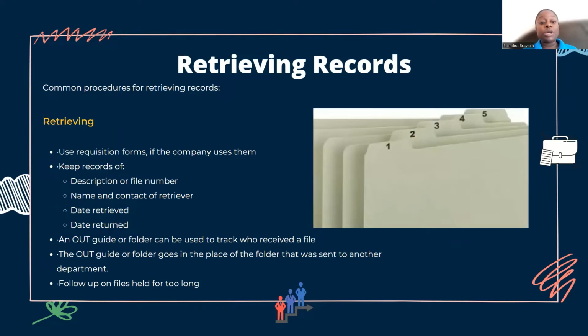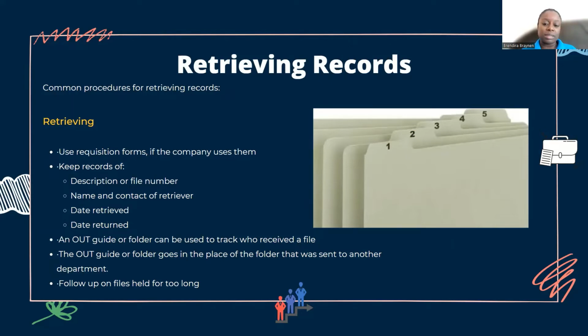Retrieving files. When we talk about common procedures for retrieving records, these are going to be after they have been filed away and maybe somebody needs that information. Now it's time to retrieve it on their behalf. And so normally what we use in business is requisition forms that help you to easily identify which file you want.